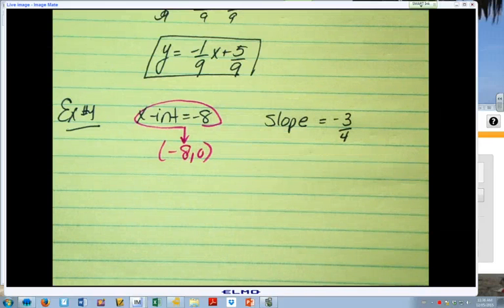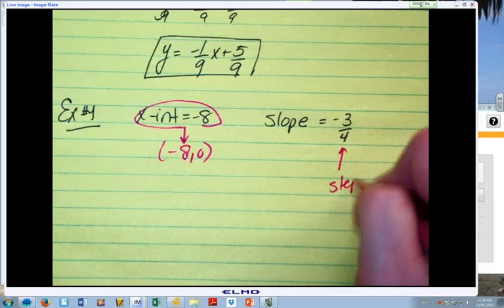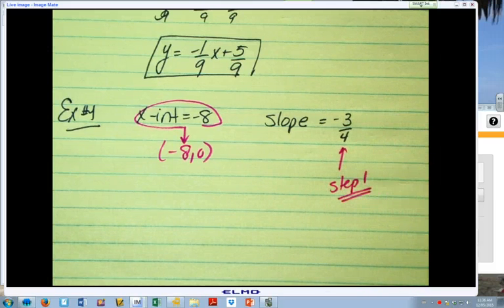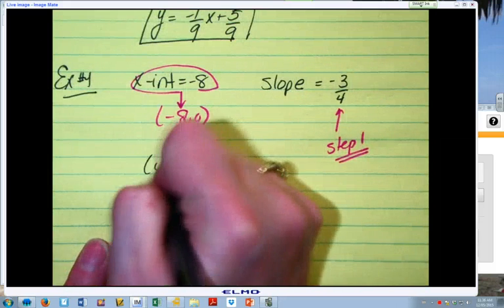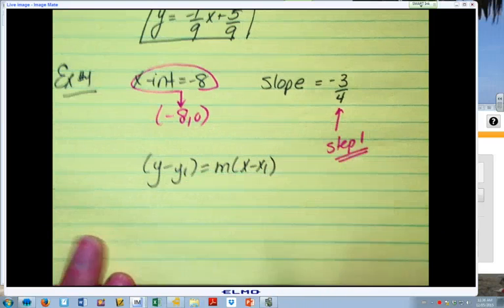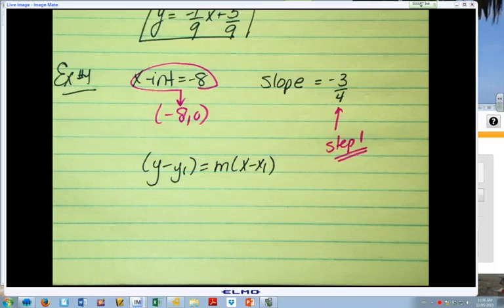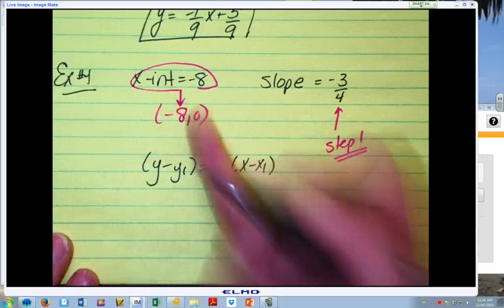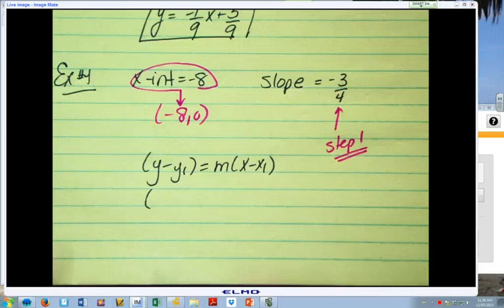Problem is we don't have a second point. Well, this is step 1. So you don't need to find m because they've given it to you. Sometimes they'll be a little tricky, and really they've taken away a whole step for you. So if you already have slope, you're jumping right to step 2, which is y minus y1 equals m times x minus x1. We only have one point to choose from, so we're going to choose the negative 8, 0.